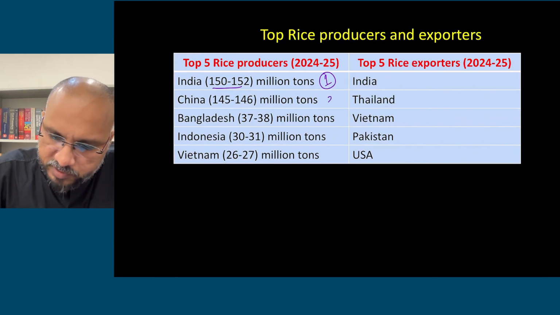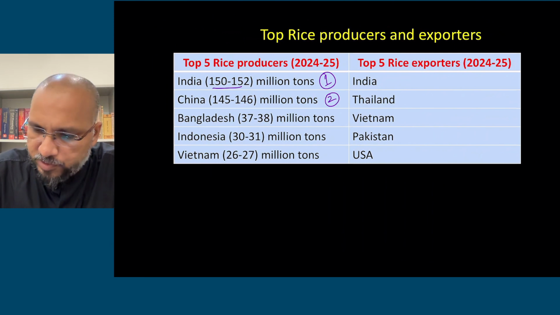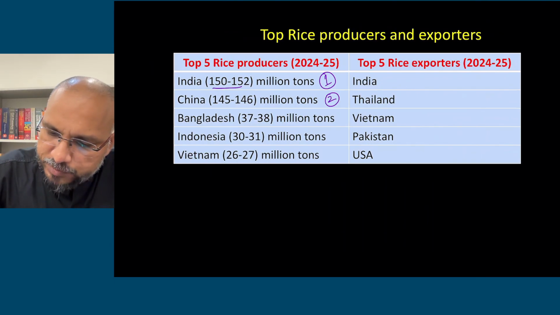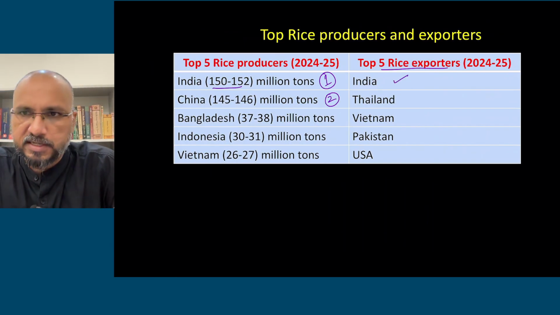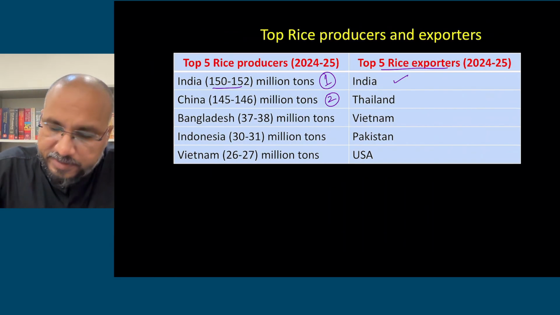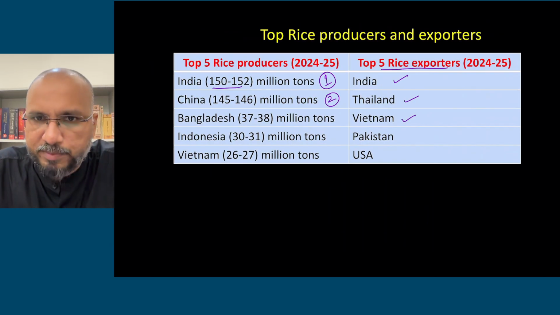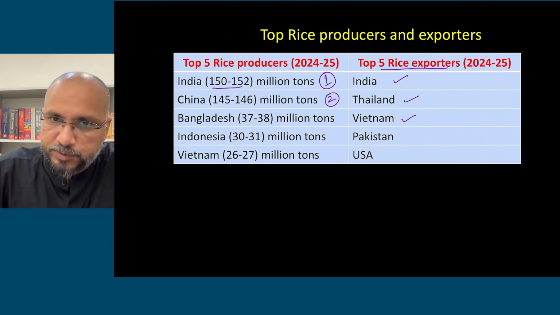China was second, third Bangladesh, and so on. China is also an importer; it imports large quantities. Top rice exporters: India is the top rice exporter. Non-basmati and basmati rice occupy the second and third position in export of agricultural commodities. Second largest exporter is Thailand. Third is Vietnam, which is also an importer of Indian rice. Fourth is Pakistan, and fifth is USA. Exporters, India takes the first position. Producer also, India is first.